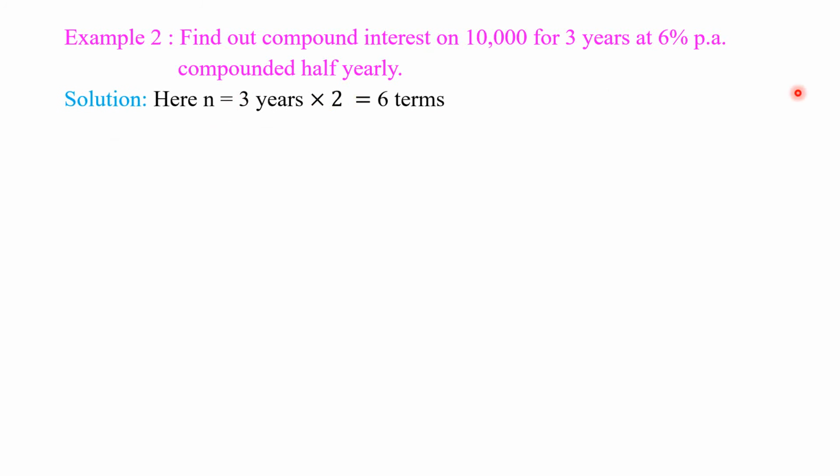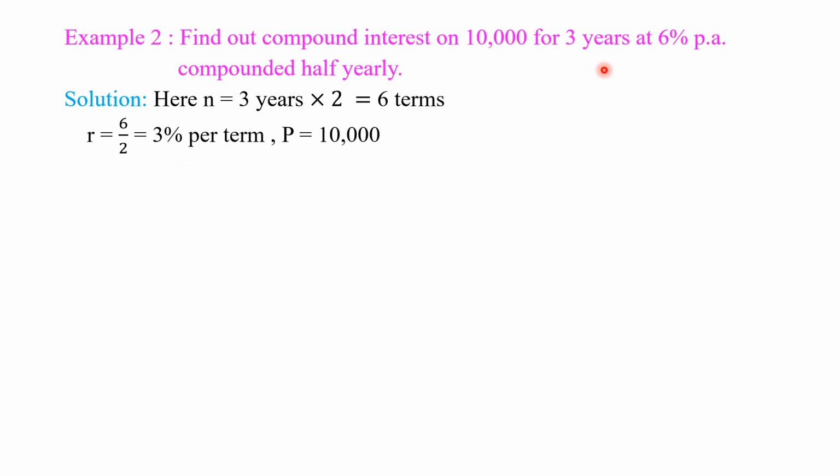In this problem we have to calculate compound interest for 3 years. So n is equal to 3, but compound interest is calculated half yearly. So we have to calculate twice in a year. So in 3 years we have to calculate compound interest 6 times. So 3 years into 2 is equal to 6 terms. So we have to calculate compound interest for 6 terms.